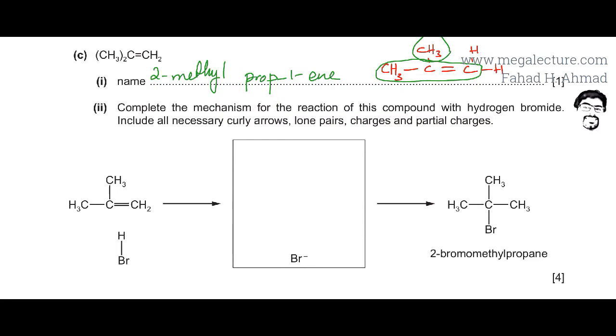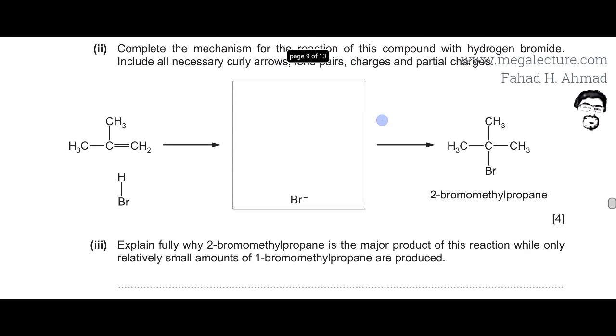Moving to the next part of the question, part 2. You're now asked to complete the mechanism for the reaction of this compound with hydrogen bromide and include all necessary curly arrows, lone pairs, charges, and partial charges. So we have to describe the mechanism. This is an addition reaction. Alkenes, the double bond, attracts electrophiles. So this molecule is going to get added to this double bond.